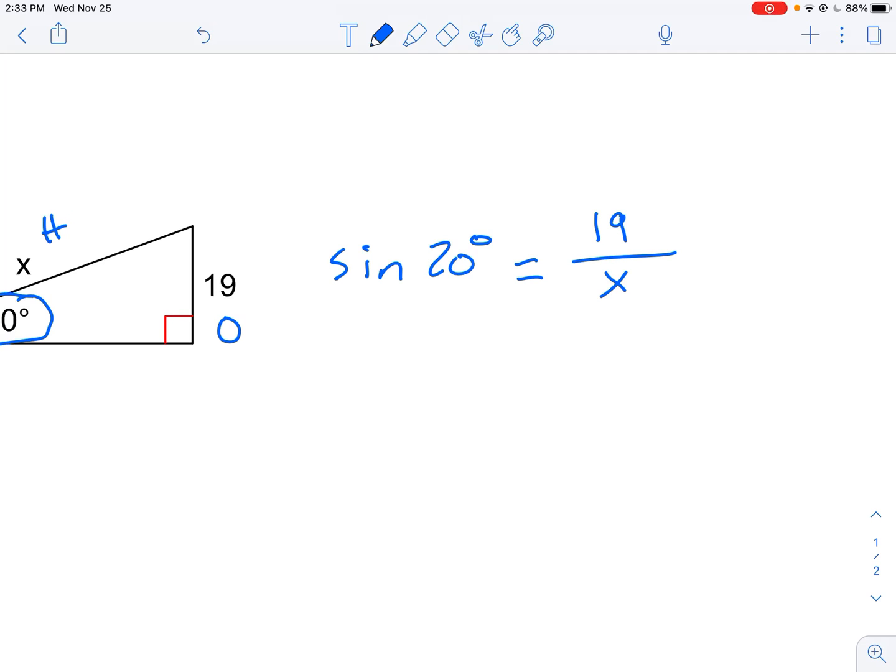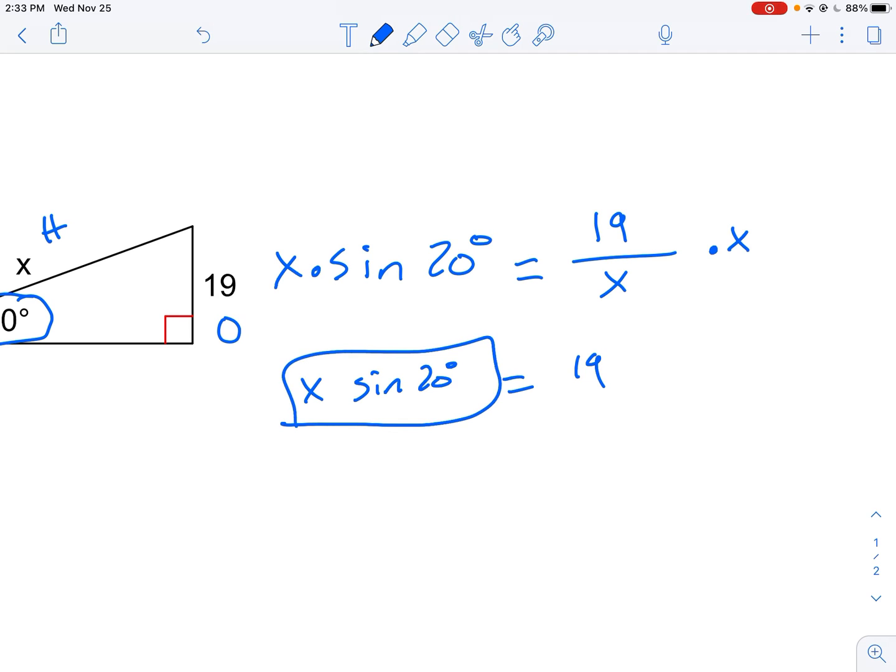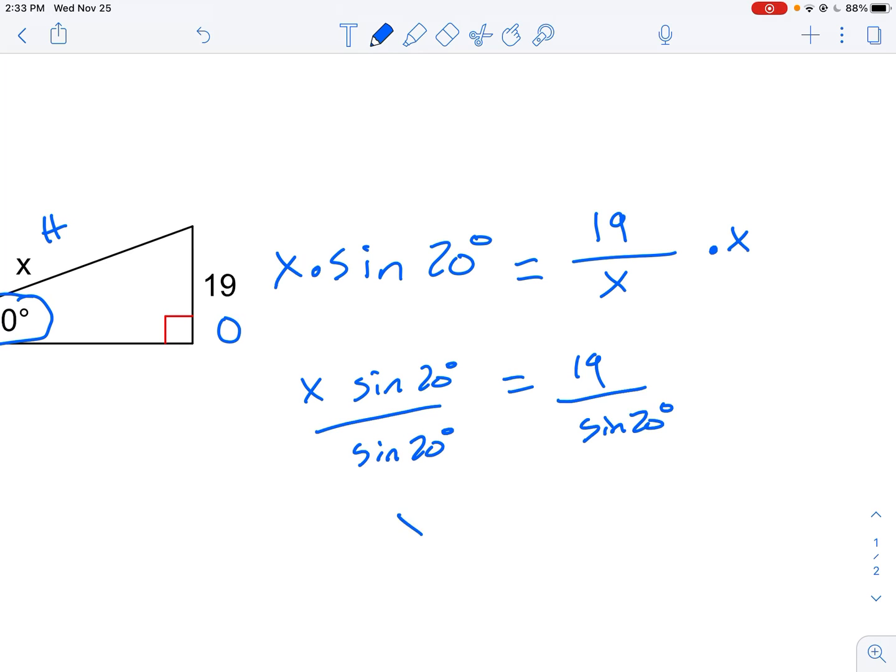To finish solving this, you need to get rid of this denominator. So I'm going to times both sides by x, and that's going to be x times sine of 20 degrees equals 19. But I don't want x times anything, I want x all by itself. So I'm going to divide by sine of 20 degrees, divide by sine of 20 degrees. And you got x is 19 divided by sine of 20 degrees.